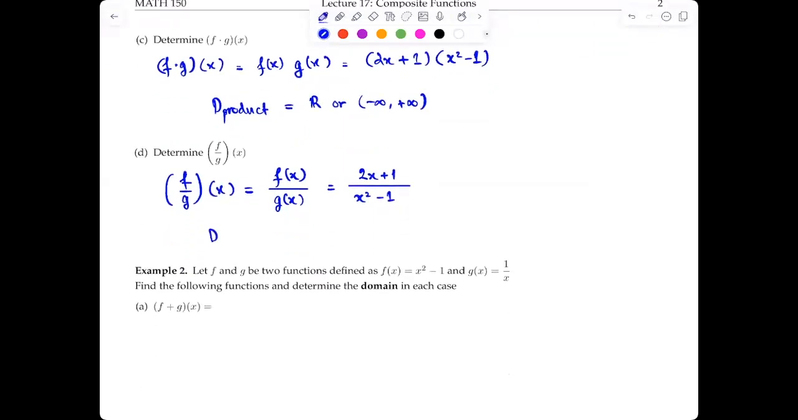So the domain of the quotient is all real numbers except negative 1 and 1. Or you can write from negative infinity to negative 1, union with negative 1 to positive 1, union with positive 1 to positive infinity.